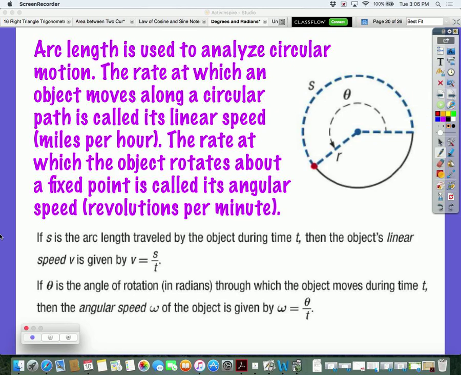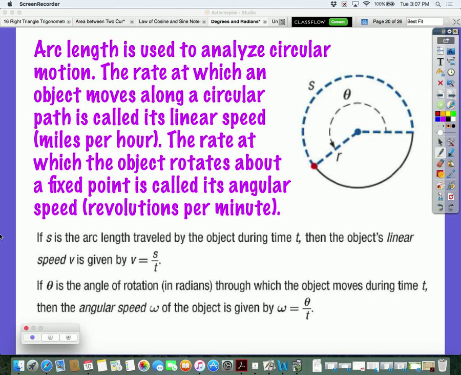Arc length is used to analyze circular motion. The rate at which an object moves along a circular path is called its linear speed. A lot of times it's measured in miles per hour. The rate at which an object rotates about a fixed point is called its angular speed, represented as revolutions per minute. Now, if S is the arc length traveled by an object during time t, then the object's linear speed, v, is given by that equation, S over t. So to find your linear speed is that formula v equals S over t, where v equals your linear speed, S equals your arc length, and t representing your time.